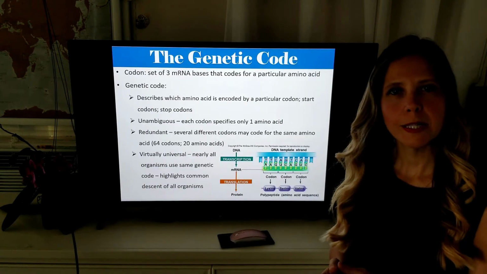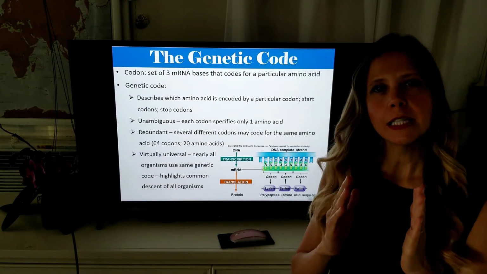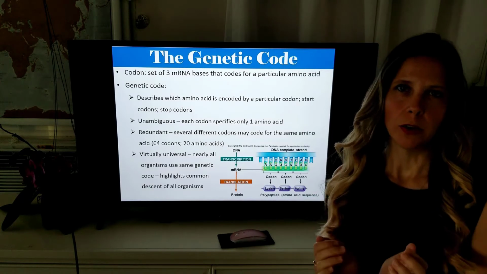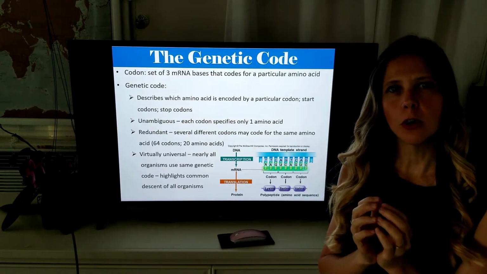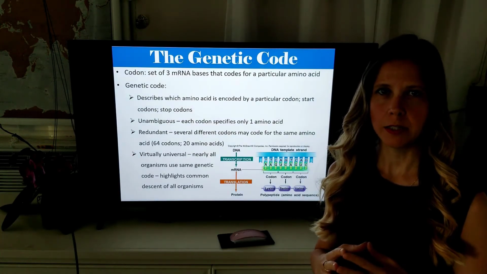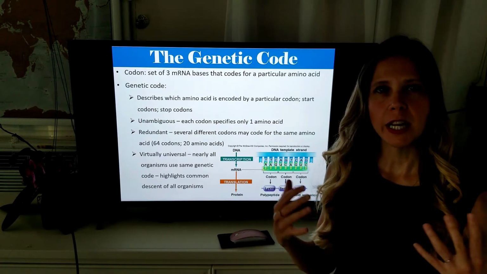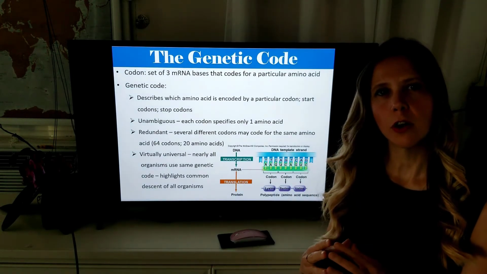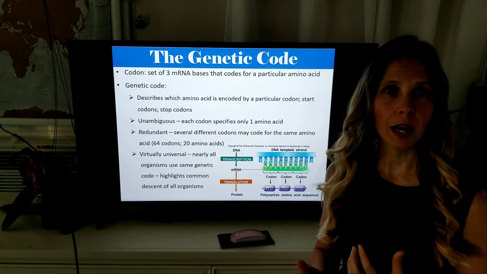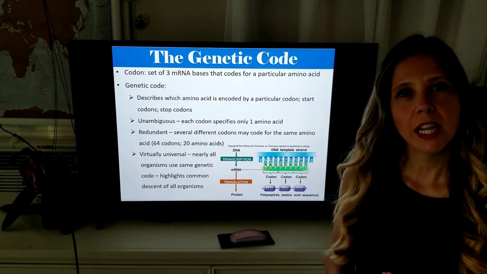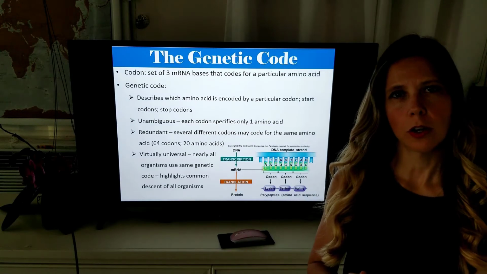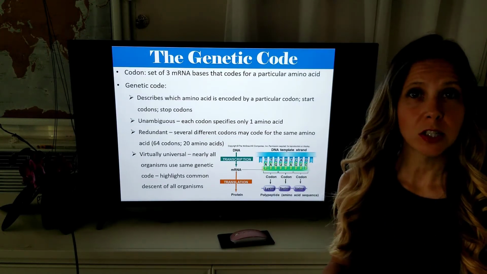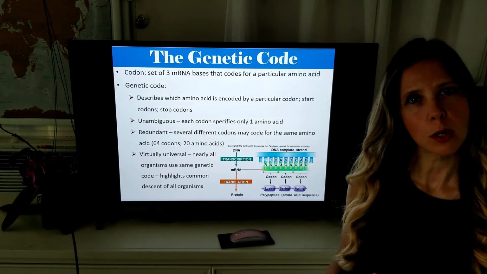Alright, so as I pointed out earlier, three sets of bases on the messenger RNA will be a codon, and each codon will code for a specific amino acid. So when we talk about the genetic code, it is describing all the possible different codons we have and what amino acids they are coding for. The genetic code also includes the start codon, which tells the cell where to start translation, and then stop codons, which tells the cell where to stop translation.